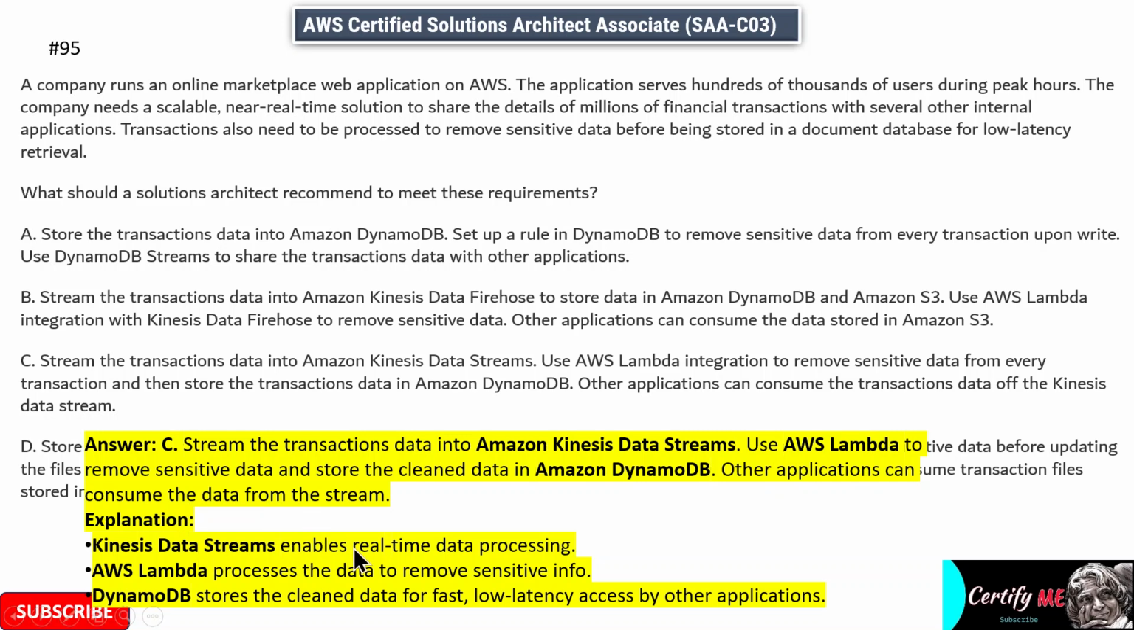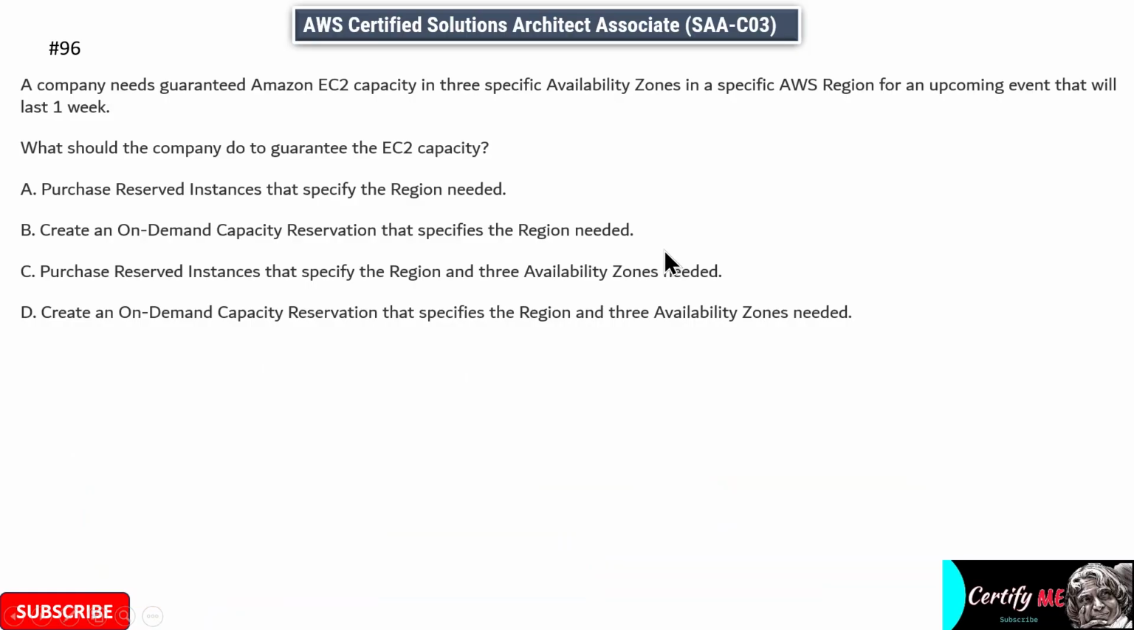Kinesis Data Streams enables real-time data processing. AWS Lambda processes the data to remove sensitive information. DynamoDB stores the cleaned data for fast, low latency access by other applications. Next question.